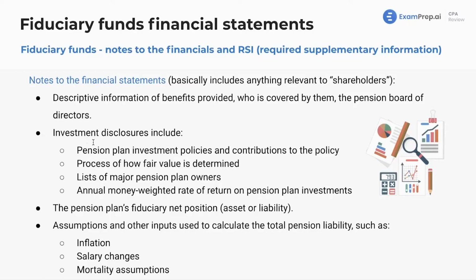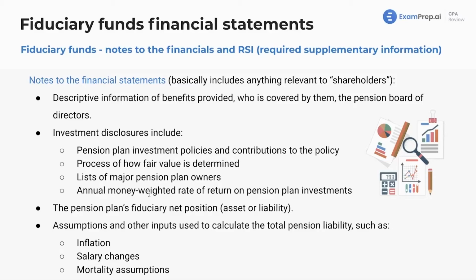We've got disclosures that include the policies and contributions to the policy, how much the government's contributing. Now, this is nothing too crazy, right? This is what you'd expect to find for any pension plan or sort of trust fund or fiduciary fund. How do you determine the fair value of the assets in there? What procedures do we use? What valuation methods? Who are the major pension plan owners, right? Maybe half the money is going to one member for some reason.